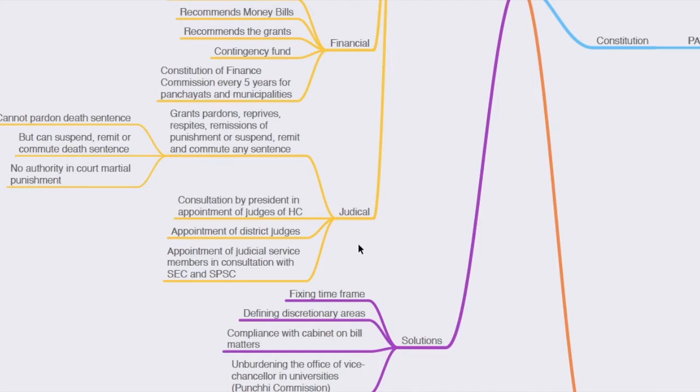Now let us see the judicial functions. The governor has the power to grant pardons, reprieves, respites, remissions of punishment or to suspend, remit or commute any sentence. However, he cannot pardon a death sentence, but he can suspend, remit or commute a death sentence. Also, the governor has no authority in court-martial punishments, and the authority to pardon a death sentence lies only with the president. Do remember this difference between the governor and the president, because in prelims things can be tricky. So it's very important to note these differences.